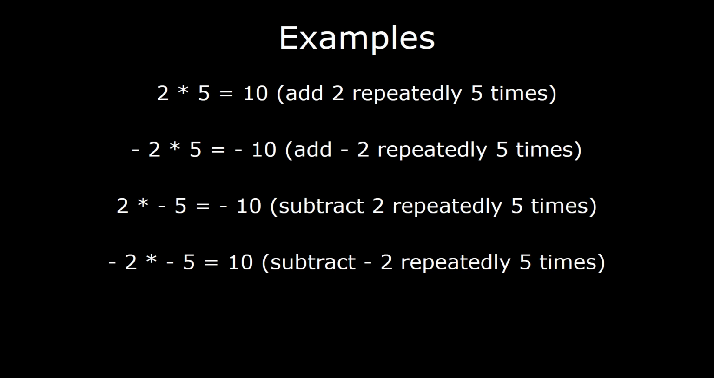Example 4. On to the trickiest of the lot. Minus 2 into minus 5. You've got two negative signs. Both of the numbers being multiplied are negative.